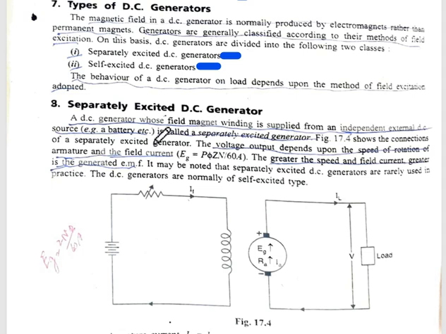एक्सटर्नल डीसी सोर्स से इसको हम एक्साइट करते हैं। The output voltage depends upon the speed of rotation of armature and field current. The greater the speed and field current, the greater the generated EMF.